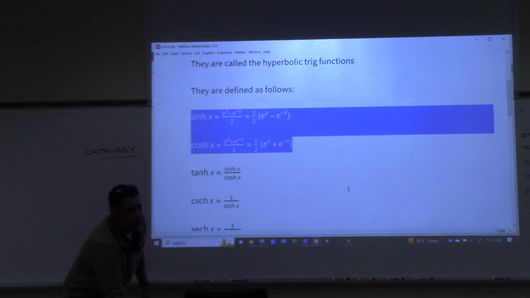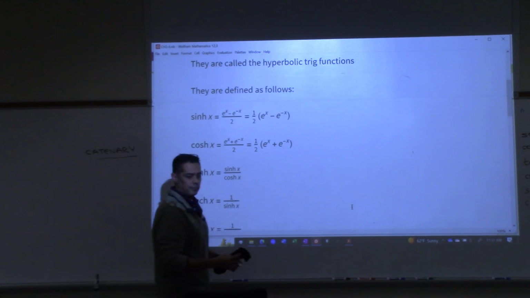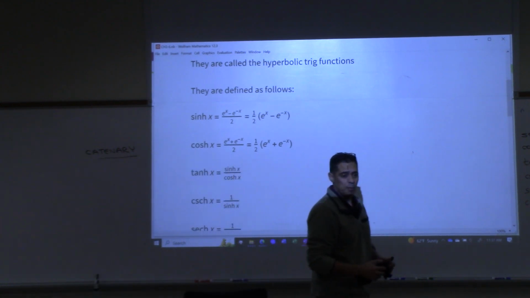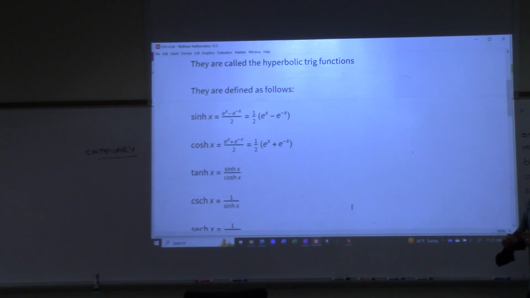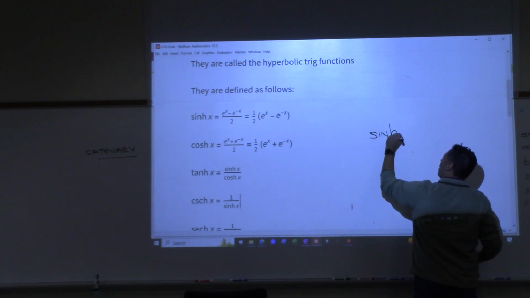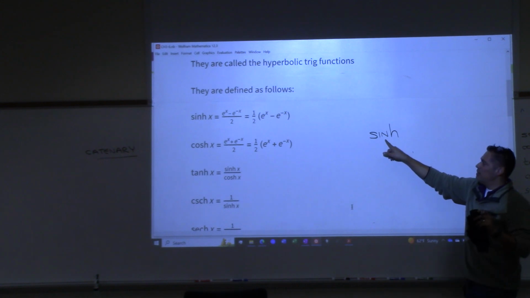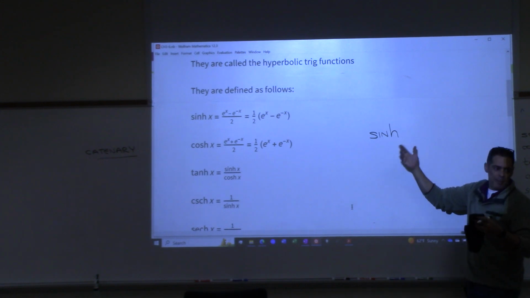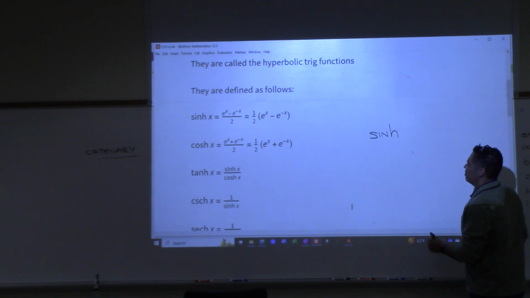When you look at it, you're going to be like, what? Are they on your formula sheets? Yes, they are on your formula sheets. Now, I'm going to write them down because it's worth writing it and talking through it. We are defining the hyperbolic sine function. You can either say sine hyperbolic or hyperbolic sine. It doesn't matter what order, people understand what you're saying.